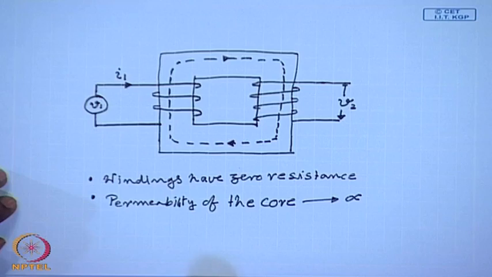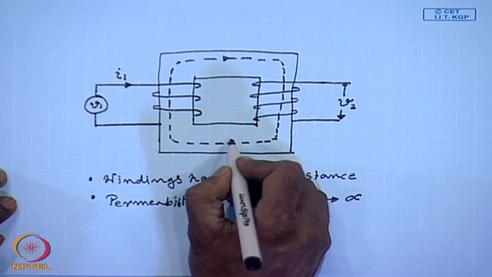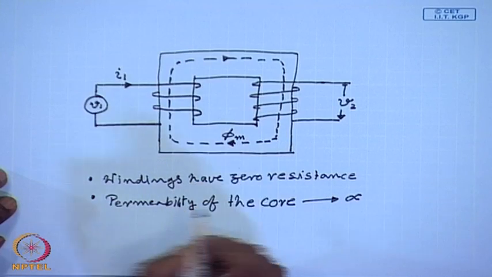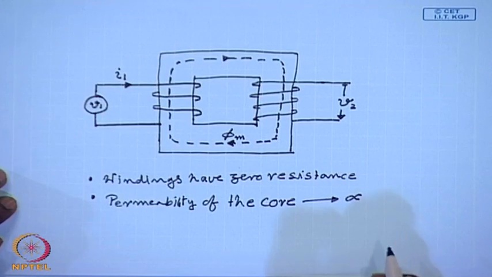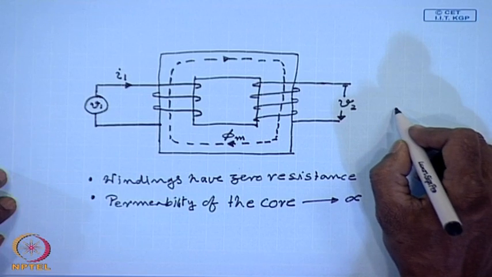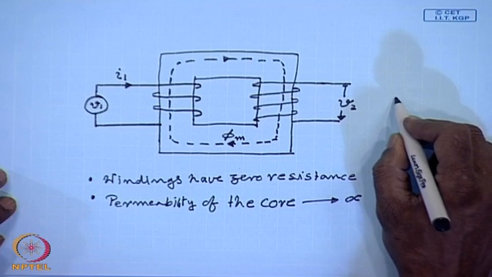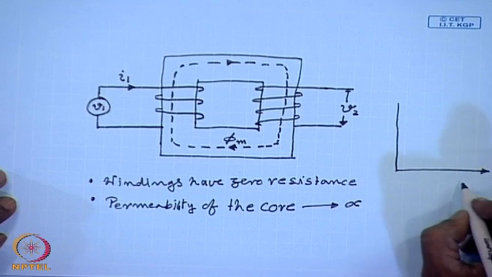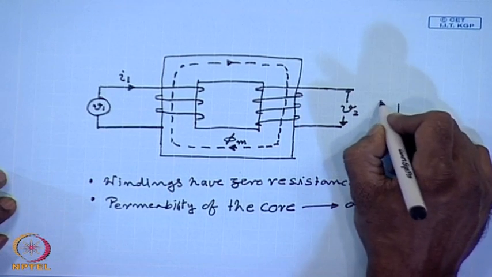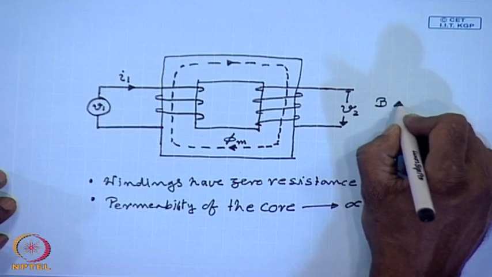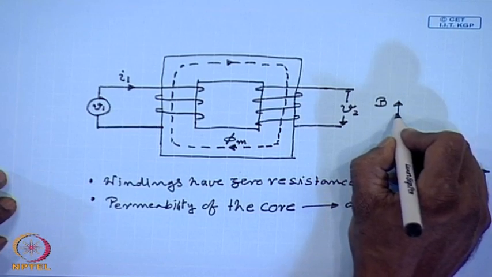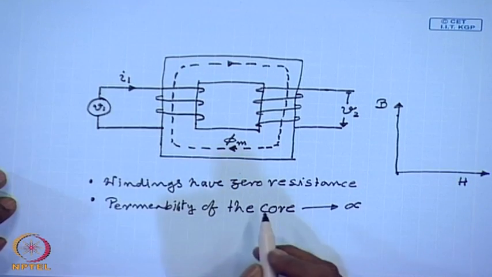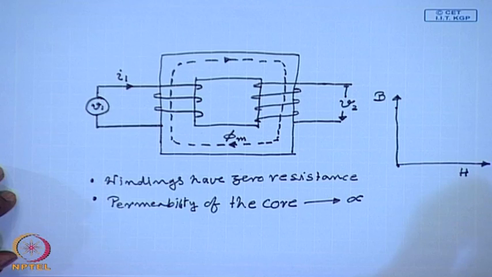Which means in order to establish any finite amount of flux, the current drawn will be 0. This implies that the BH curve of the material is the y axis, that is, for any finite B the corresponding H is 0, therefore the required ampere turns is 0 and hence the current is 0.